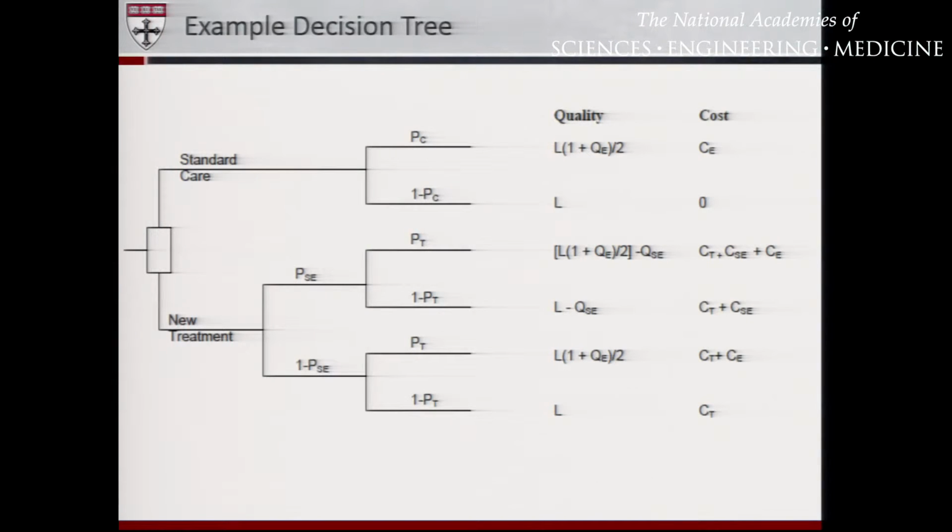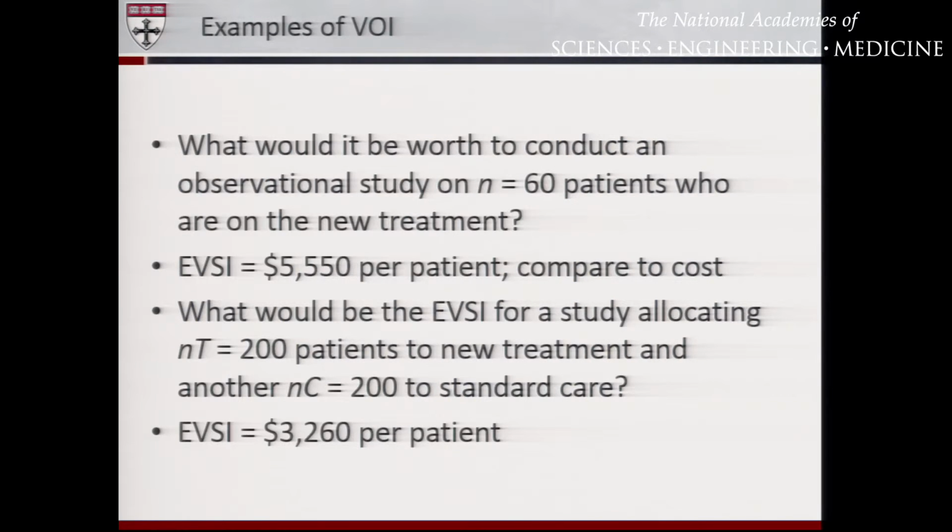So this is what an example decision tree would look like. You've got the standard of care that you would offer. You have a new treatment. It has a probability of side effects. You need to know something about the quality, and these terms are all described in a table in one of the readings, and then something about the costs. And it uses this exact framework, which is what you would do for a typical cost effectiveness kind of study. This kind of framework translates right into value of information.